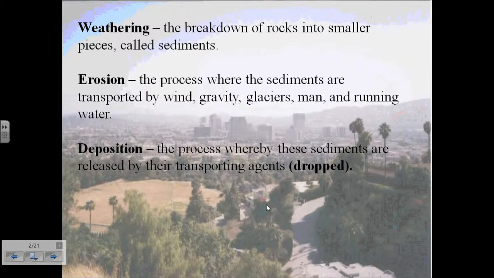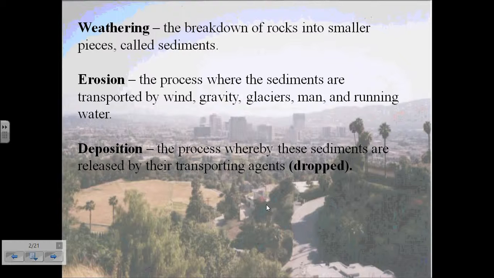Erosion refers to the process when the sediments are transported by wind, gravity, glaciers, man, and running water. And deposition is the process whereby these sediments are released by their transporting agents. They're dropped. Now, some key words that you need to pay attention to when you hear these three terms.